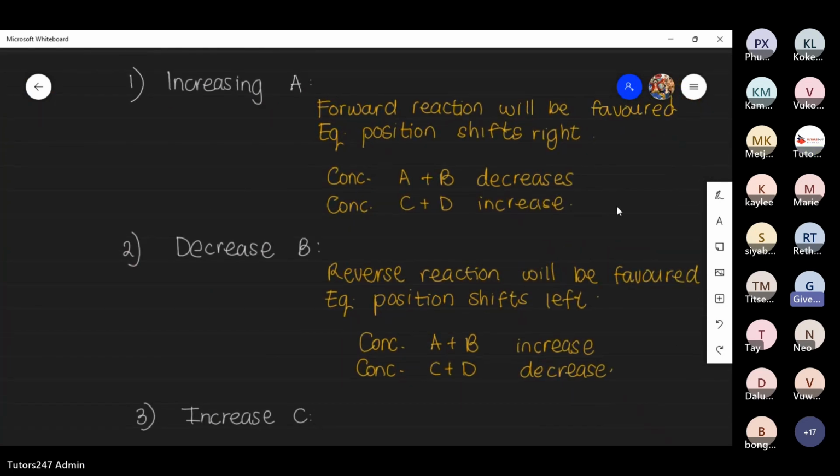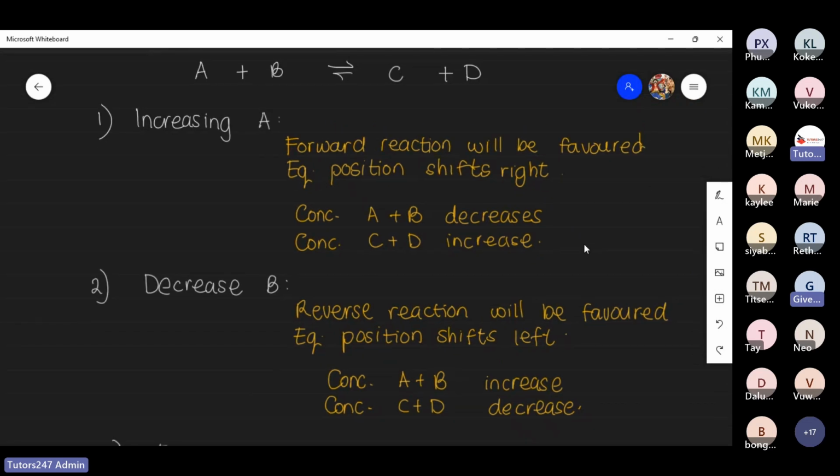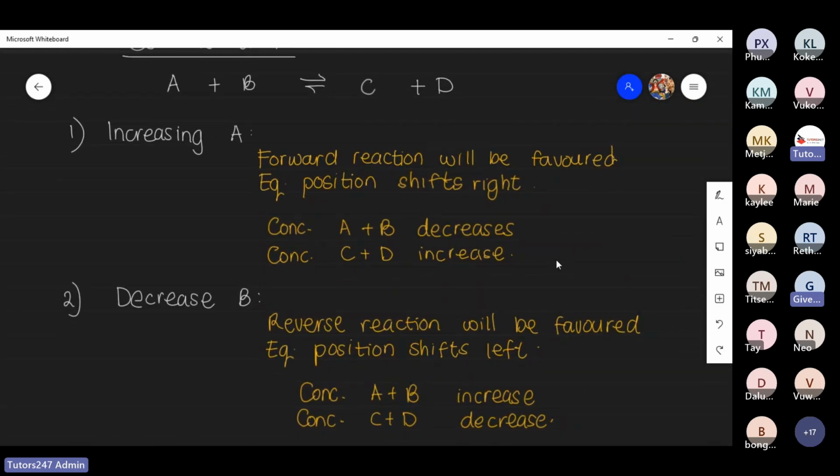So I'm going to quickly go through A and B once more, and then I'll write down C and D. So let's have a look at A. If the concentration of A increased, how does our system now respond? Our system is going to try to reduce the amount of A.